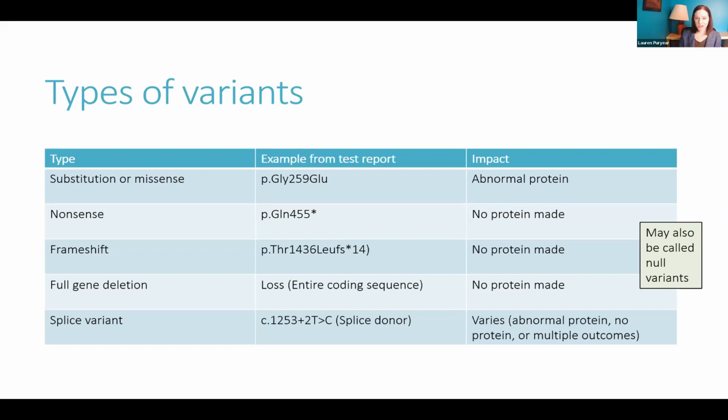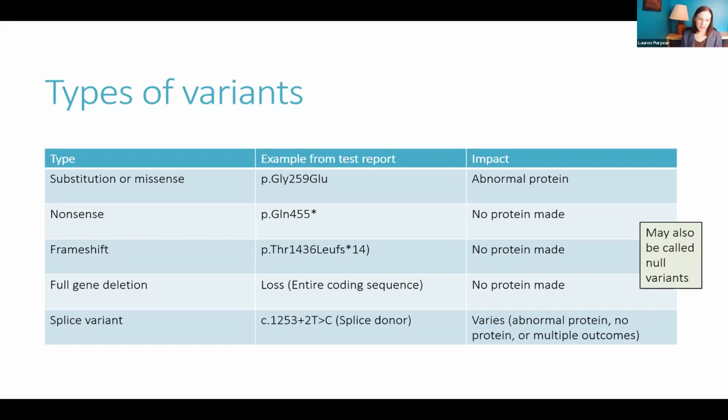The full gene deletion should hopefully be self-explanatory. If you have a full gene deletion, it's just a loss of the whole sequence of the gene. And so there is no c. or p. description because there's no coding DNA to have a variant at one particular location.